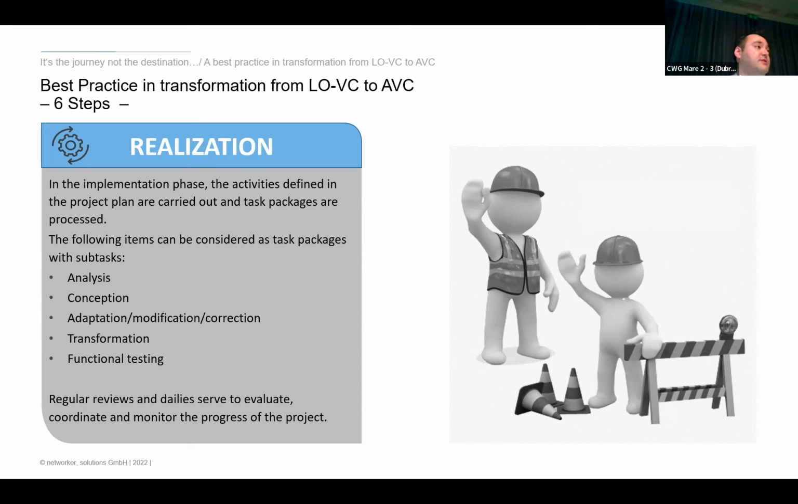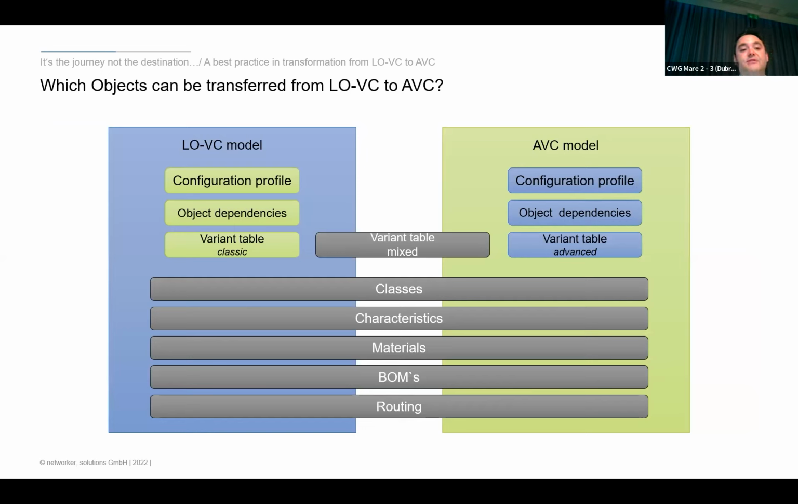Here you have an overview of the different objects which can be transferred or which need to be transferred from the LOVC to the AVC. You see the gray ones. There you can, for example, see the routing, BOMs, materials, characteristics, and classes are shared in both worlds. So there's no transformation at all. But we have our configuration profiles, with an advanced mode and a classic mode, which need to be transferred. We have our object dependencies, which also have the mode inside, where you need to choose between classic or advanced.